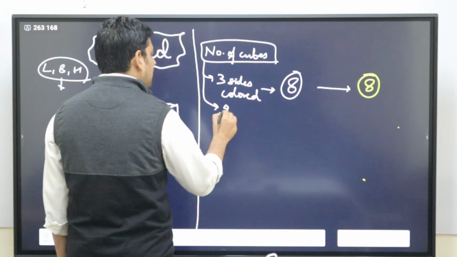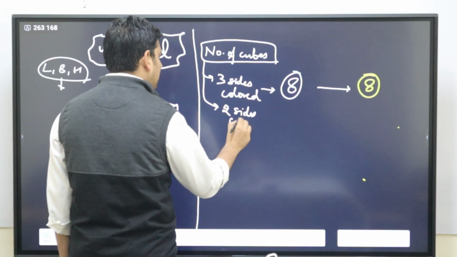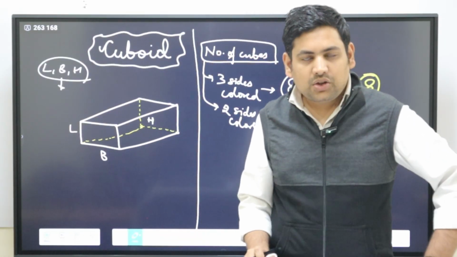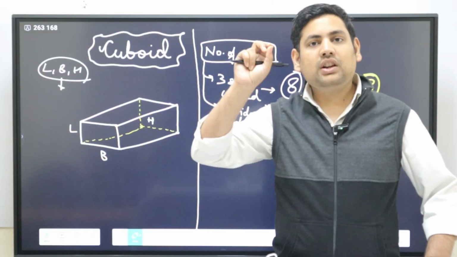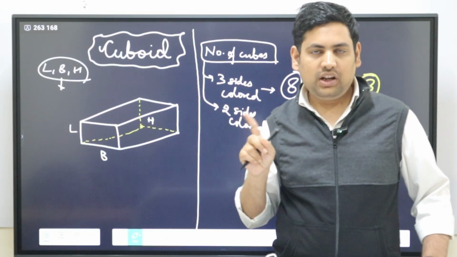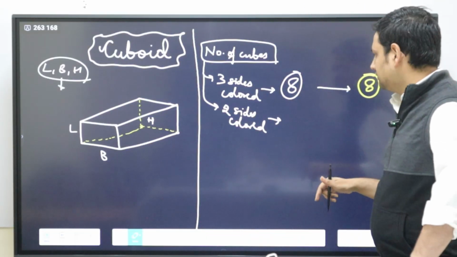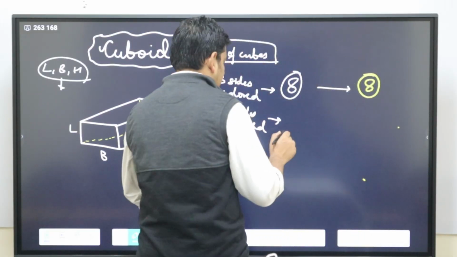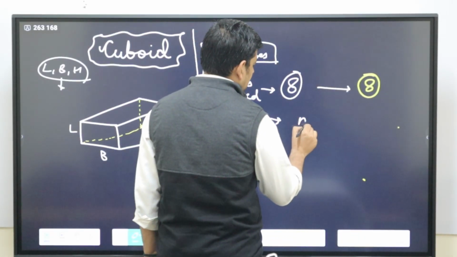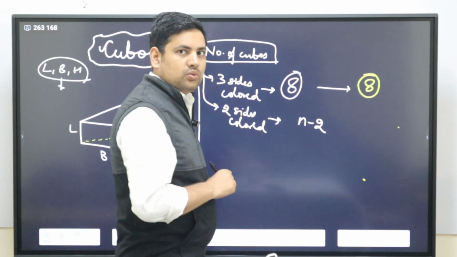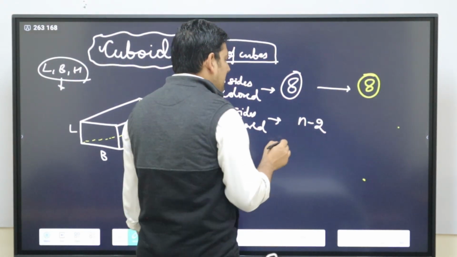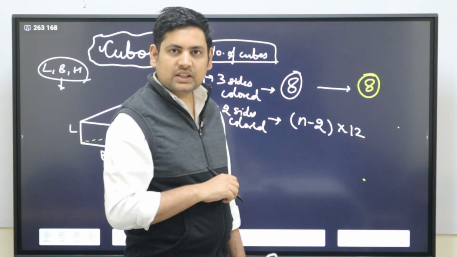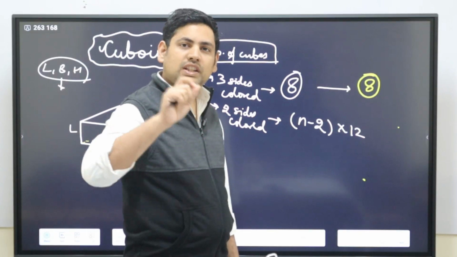After this 3 sides, now we look at 2 sides colored. Now 2 sides colored, how did you used to find out? 2 sides colored used to be n minus 2 on each edge. N minus 2 on each edge. Now here what you will have is like this. N minus 2 on each edge, correct? Now this used to be multiplied by 12, correct? This is what it used to be. Why? Because all side lengths were equal.